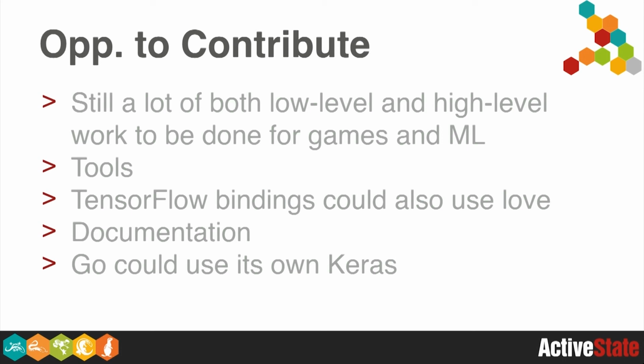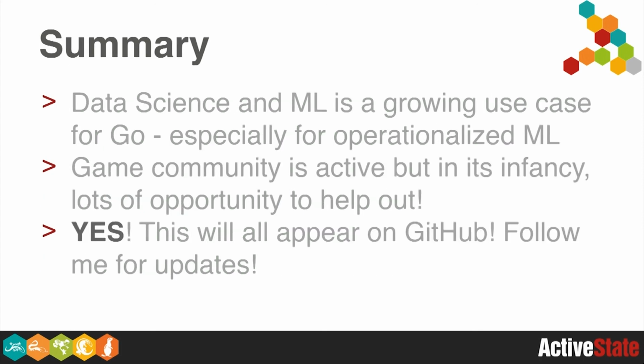And there's a tool for Python called Keras, which is a high-level tool for machine learning. It's really great and makes it really accessible to start building models. And Go could probably use its own version of something like that. So in summary, data science and machine learning is a growing use case for Go. A lot of stuff for this operationalized model where you are deploying it with a pre-trained model. The game community is active and in its infancy, with lots of opportunity to help out.